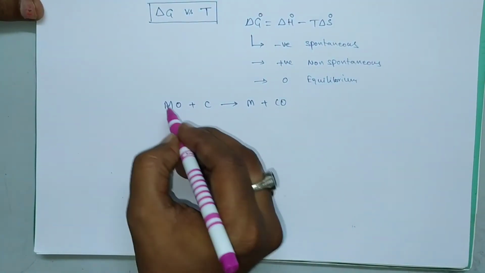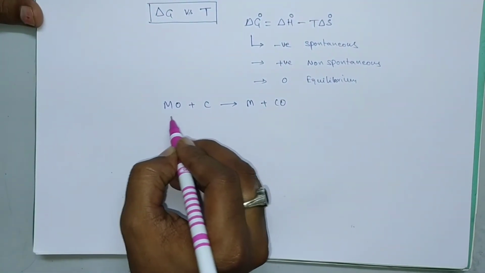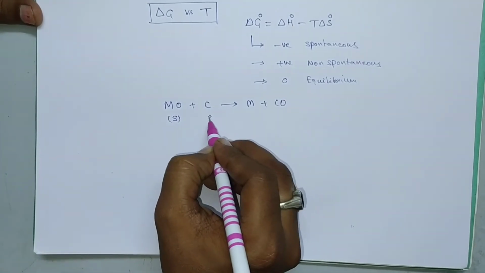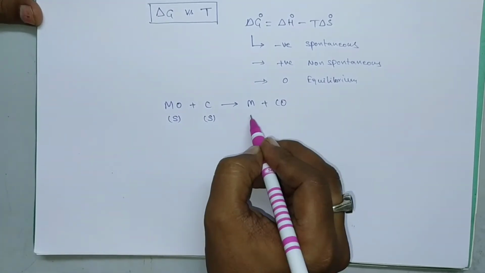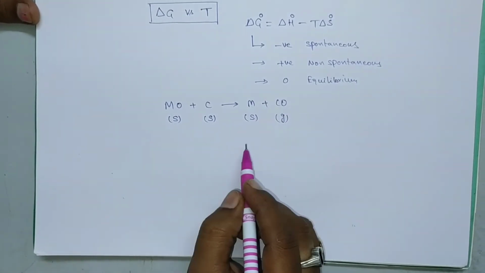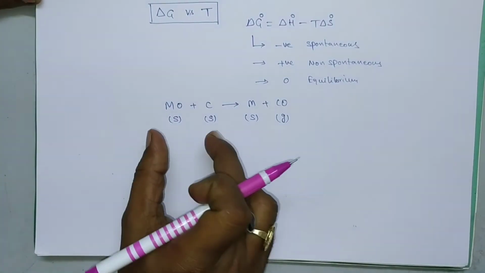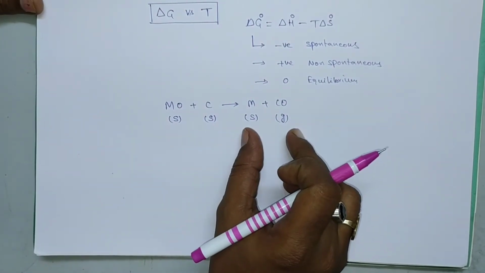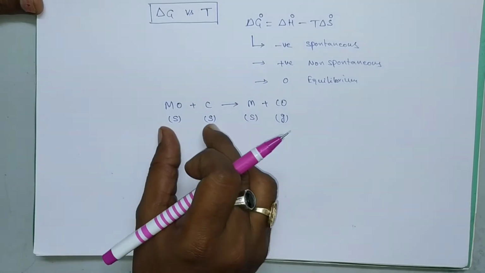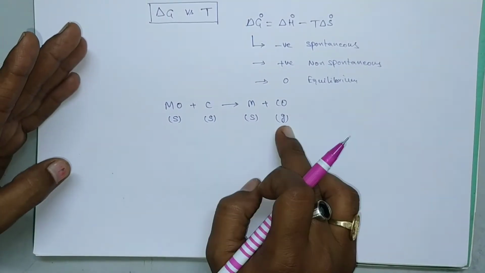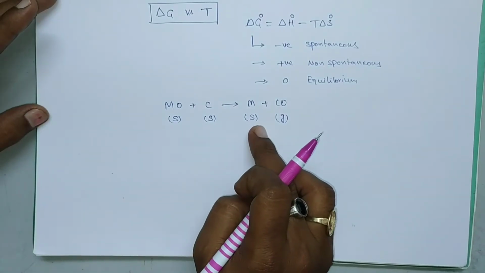Suppose the metal oxide is there; the metal oxide is generally present in solid state. The carbon, that is coke, is also present in solid state. The metal is present in solid state, whereas the carbon monoxide is present in gaseous state. So the reactants are all in solid state and the products are in gaseous state. That means solid state converts into gaseous molecules during the conversion of the metal oxide into metal.